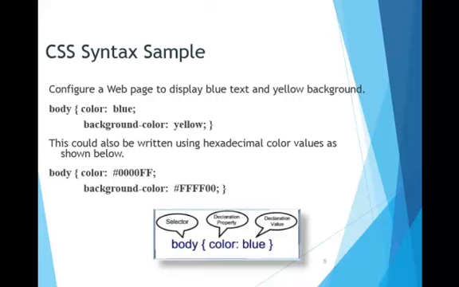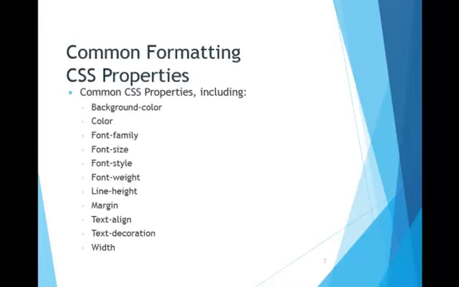To configure a web page to display blue text and a yellow background, you're going to use the body, then color blue, and tell it that the background color should be yellow. This can also be written using hexadecimal color values as shown below, and we're going to get into colors soon. There are very common formatting properties in CSS, things such as background, font family, size and style, line, margins, text, and width.